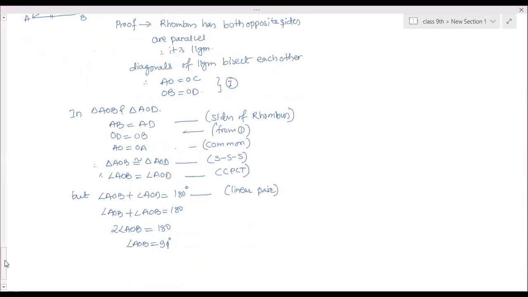So these are all properties we have to use for solving questions. And the eighth converse: if in a quadrilateral the diagonals bisect each other at 90 degrees, then it's a rhombus. That is in the exercise, so we will solve it there. It is there in the exercise question.